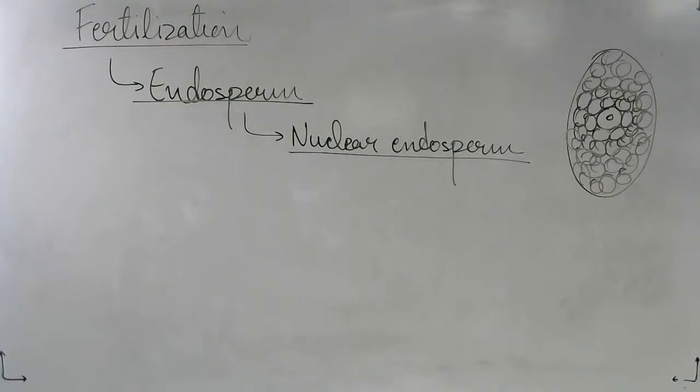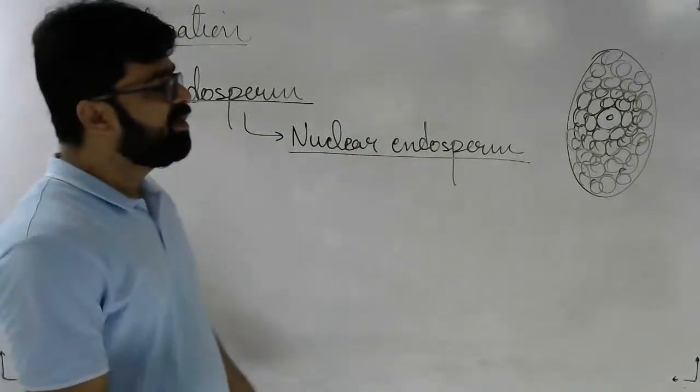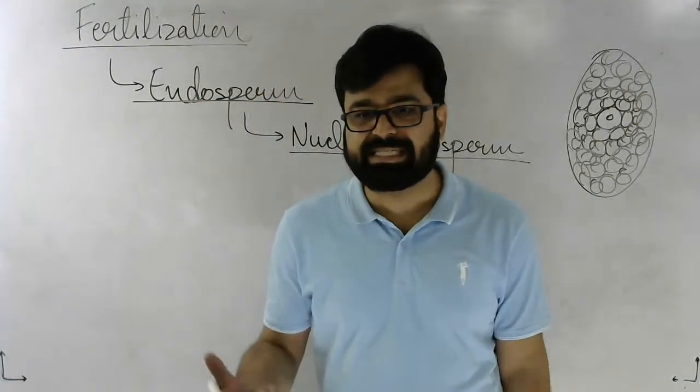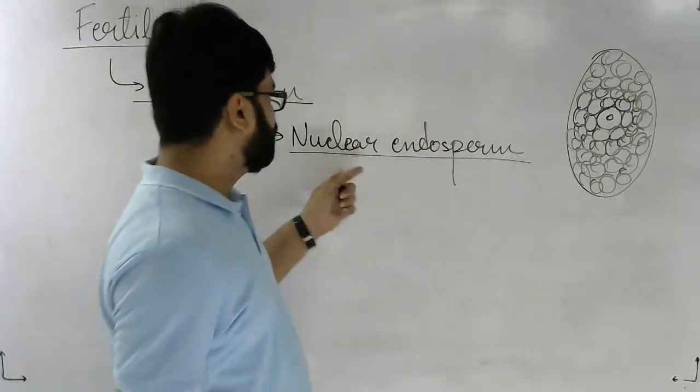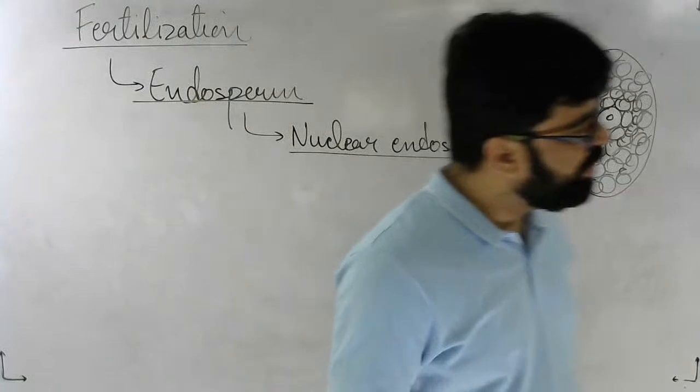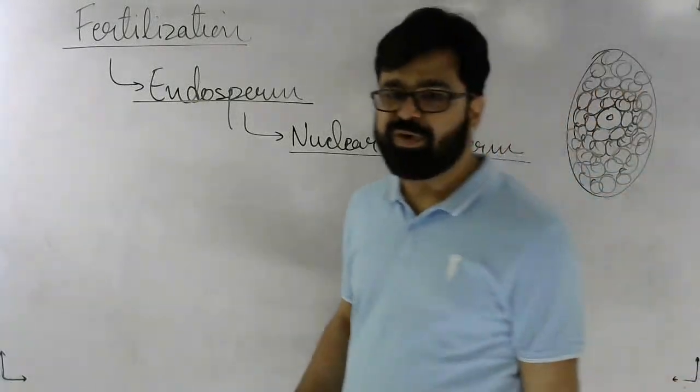Okay. Now, the example of plants in which nuclear endosperm is found is your maize, wheat, rice, sunflower, etc. Right, Jamila? Absolutely right. So these are the example of plants in which nuclear endosperm is found.